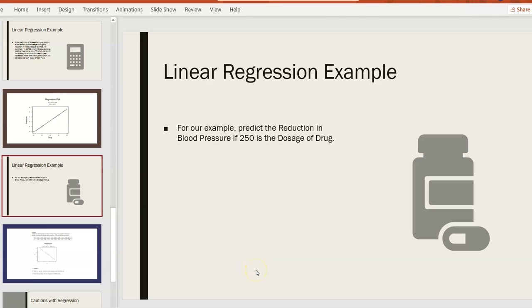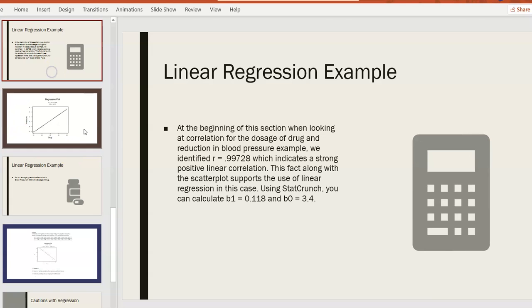All right, so we want to, from our example, predict the reduction in blood pressure if 250 is the dosage of the drug. Now, before we do, let's just go back for a minute. At the beginning, and I'm going to go back a couple of slides. At the beginning of the section, we were looking at correlation for the dosage of drug and reduction in blood pressure example, and we identified that the correlation coefficient was 0.99728.